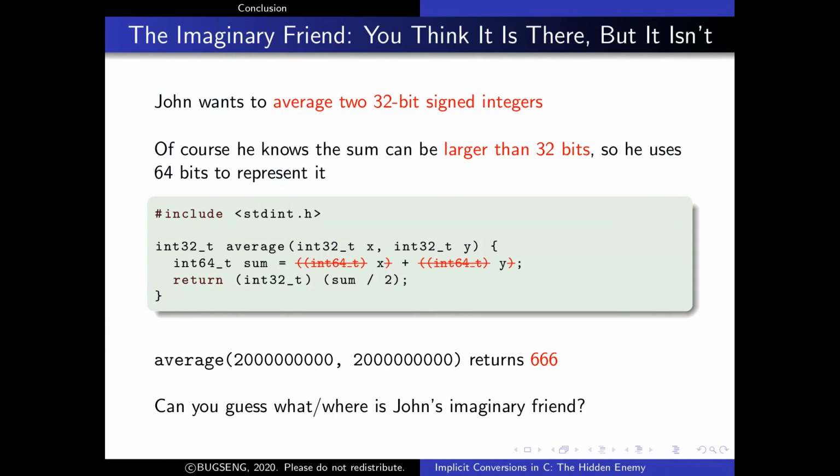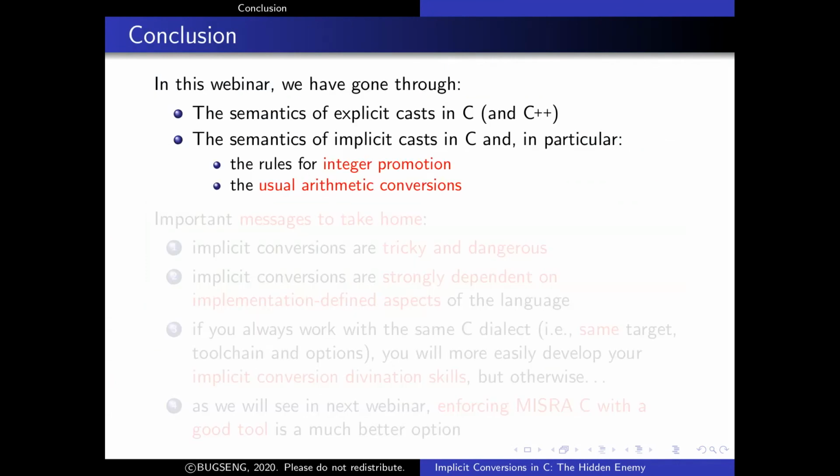Okay, so this is what I mean by imaginary friend. It doesn't really matter, as you have seen from the rule, what you do with the value afterwards. The fact that you are storing the value into a 64-bit variable doesn't matter at all. Okay, so good. Time to conclude.